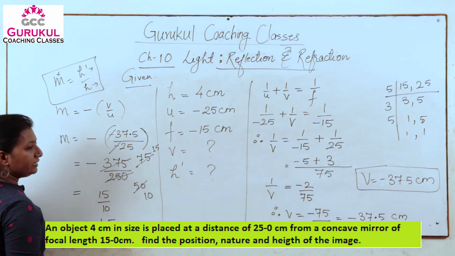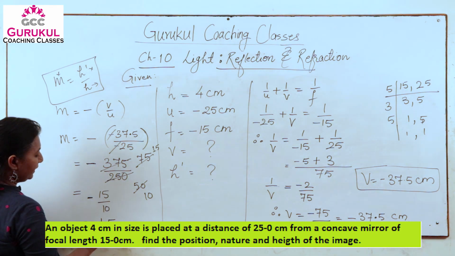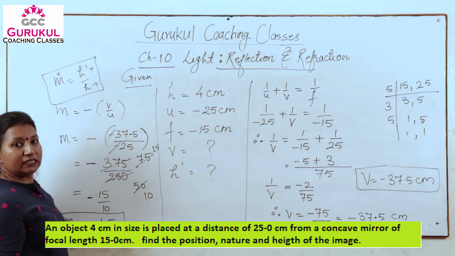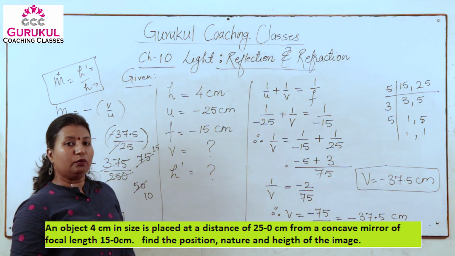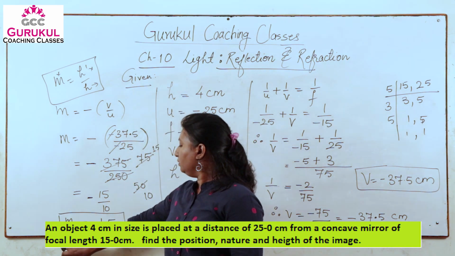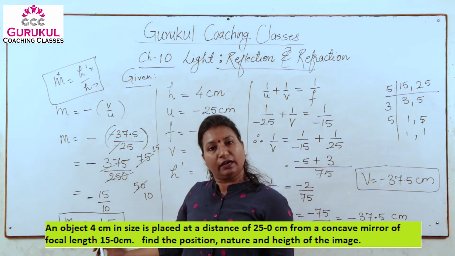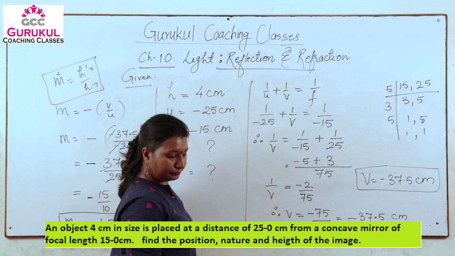Right? So magnification is, and the negative sign is there, so it will be minus 1.5. So magnification is minus 1.5. Now we have to find the height of the image, right? So in place of magnification, we will put this value and we will find the height of the image.